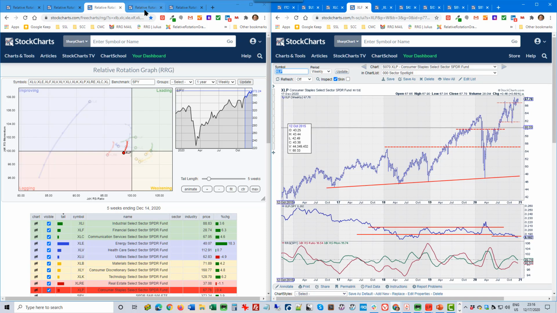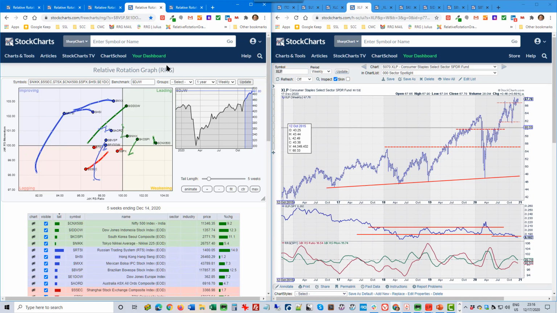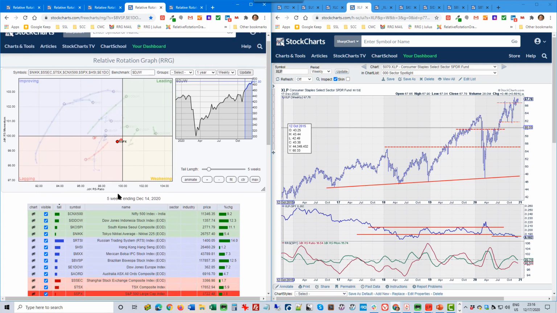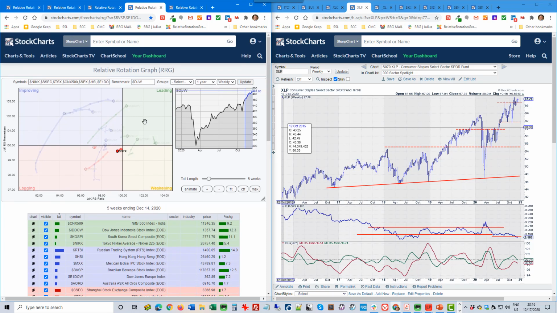That brings me to the fourth RRG, which shows the US in relationship to international markets. The US is right here inside the lagging quadrant, so it's underperforming the rest of the world, or the majority of the rest of the world. At least it's underperforming the Dow Jones Global Index.